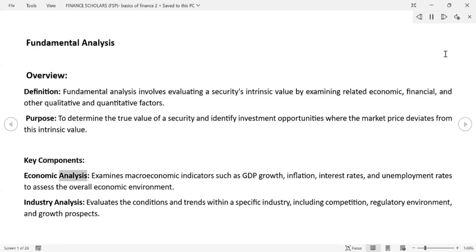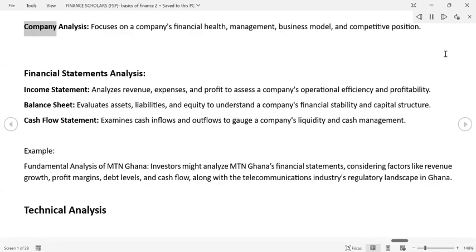Key components. Economic analysis examines macroeconomic indicators such as GDP growth, inflation, interest rates, and unemployment rates to assess the overall economic environment. Industry analysis evaluates the conditions and trends within a specific industry, including competition, regulatory environment, and growth prospects. Company analysis focuses on a company's financial health, management, business model, and competitive position.